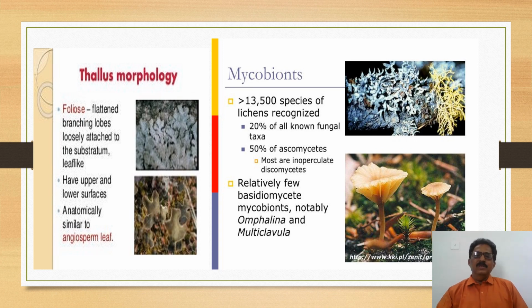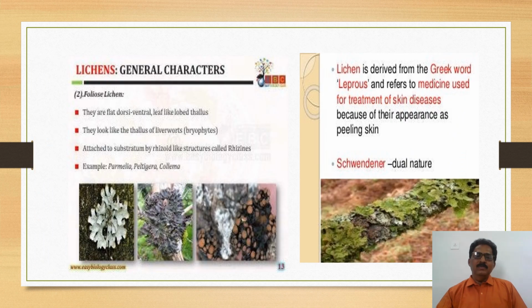Then the thallus morphology: the two partners are the mycobiont and the phycobiont. These are the two partners found anatomically inside the lichen. The lichens have a dorsiventral, leaf-like thallus attached to a substratum. The word lichen is derived from the Greek word for leprous and referred to medicinal use for treatment of skin disease. The medicinal importance of lichen is particularly in the treatment of skin diseases because of their appearance as peeling skin. So these lichens are also applied to various fields.